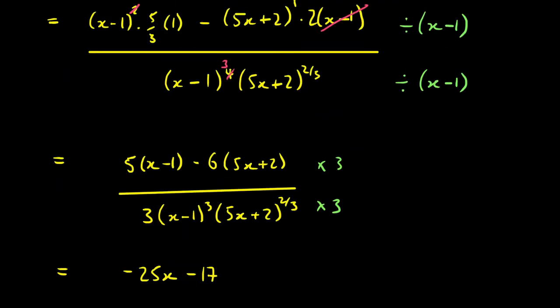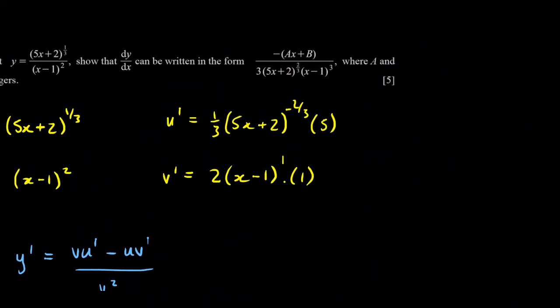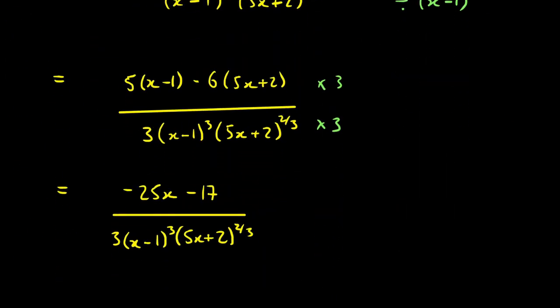Now that looks like we're close to the answer. What was the form we needed to have? We needed to factorize it on the numerator. Well, if we factorize out negative 1, then that would become like that with a positive there. So I think my value of A is 25 and my value of B is 17. I'm just going to check that against the mark scheme. Just always check. Where are we? Yeah, 25 and 17 is the right answer.